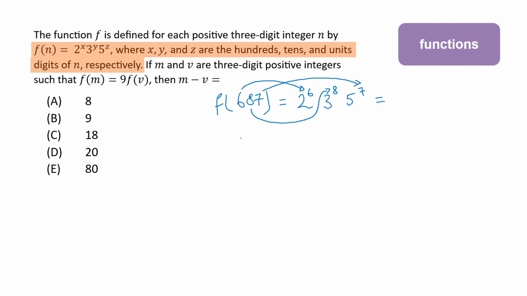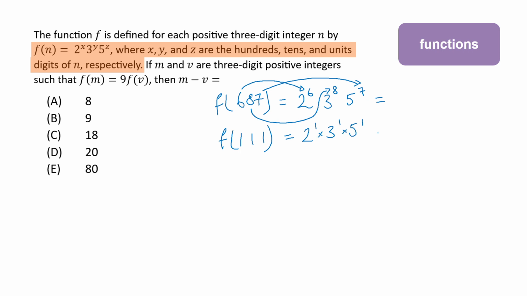If I pick 111, I think that's going to be much easier to work with, because then what comes out of the box is 2 to the power of 1, 3 to the power of 1, 5 to the power of 1, and they're multiplied together.